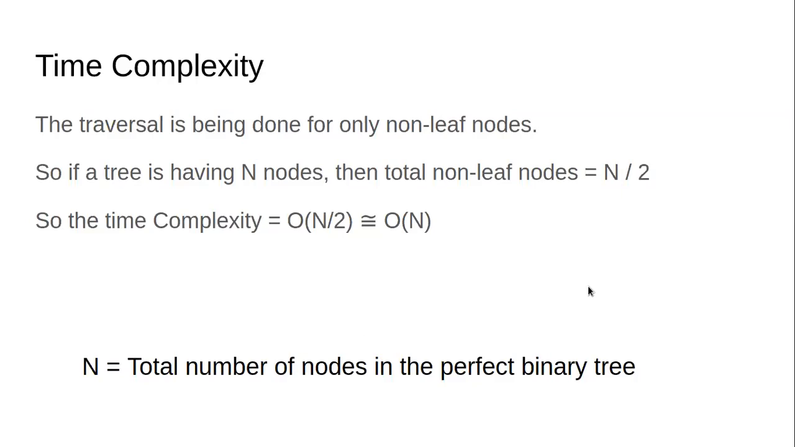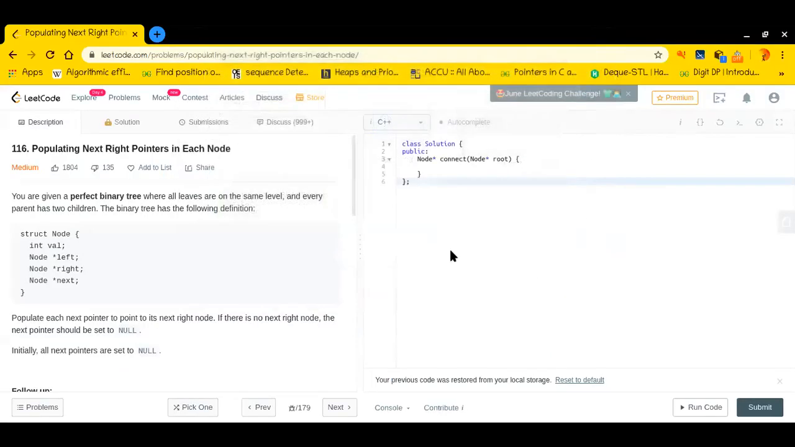Anyway, this is our question. I hope you got the idea how we will solve it. To solve it, first of all, let's check whether the root exists or not. Let's say we are given an empty tree. That means the root is already null. So in that case, we should return null. We need not take care of anything. Simply return null.